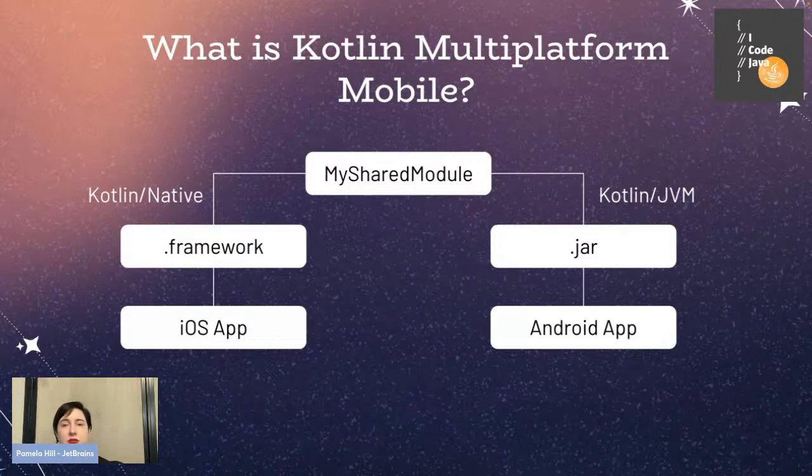So how does it actually work? Well, we've got this multi-platform mobile shared module that you'll see there in the center that compiles using some really cool technology into platform-specific artifacts that you add as a dependency in your app. On the left-hand side, we've got iOS. So we use the Kotlin native compiler to compile into framework files or CocoaPods, but that compiles into native binaries. And that you can actually go and use in your iOS app.